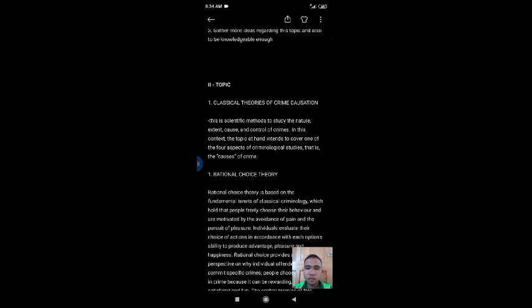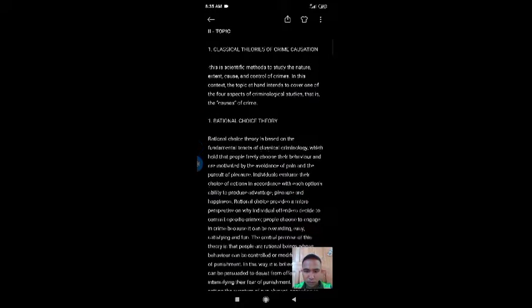So, number 2, topic: the classical theories of crime causation. This is the scientific method to study the nature, extent, cause and control of crime. In this context, the topic at hand intends to cover one of the 4 aspects of criminological studies, that is the cause of crime. One is the rational choice theory.